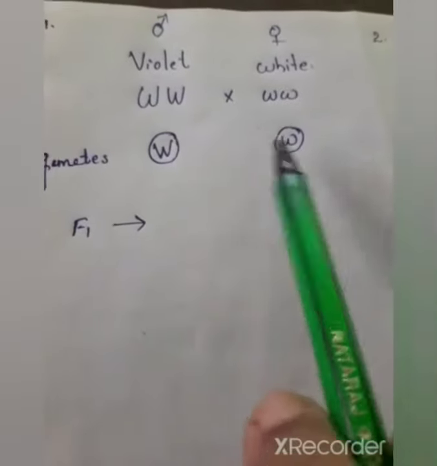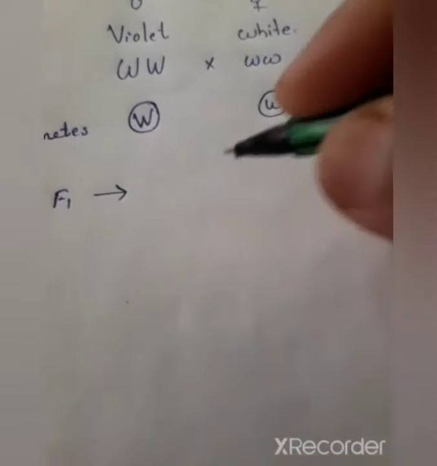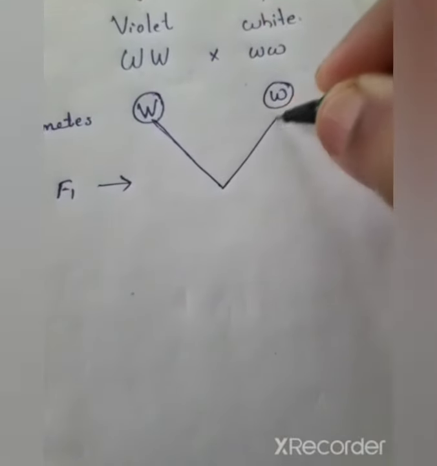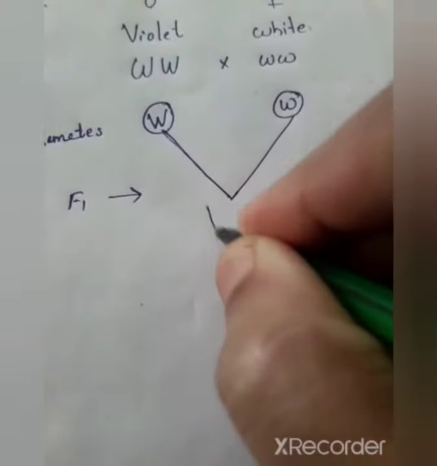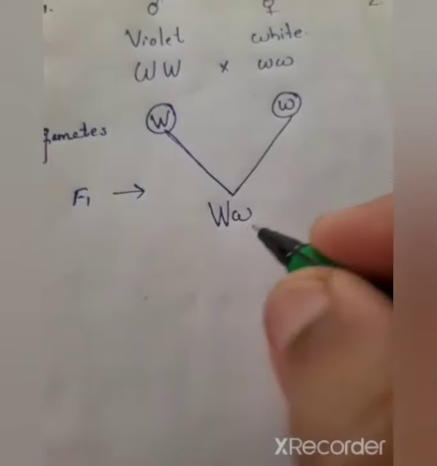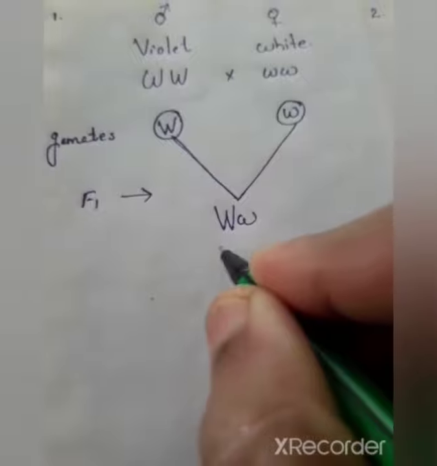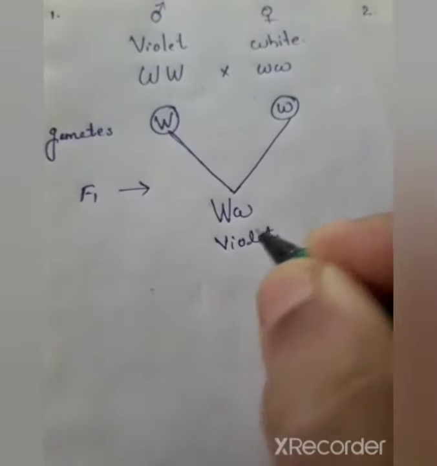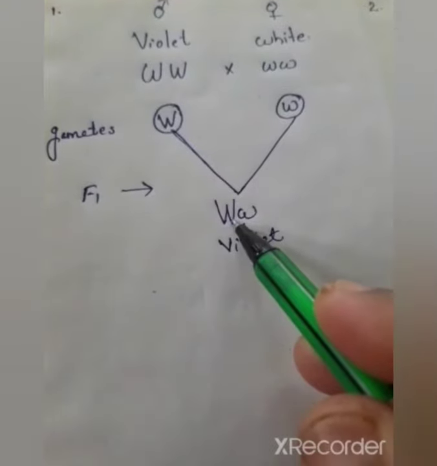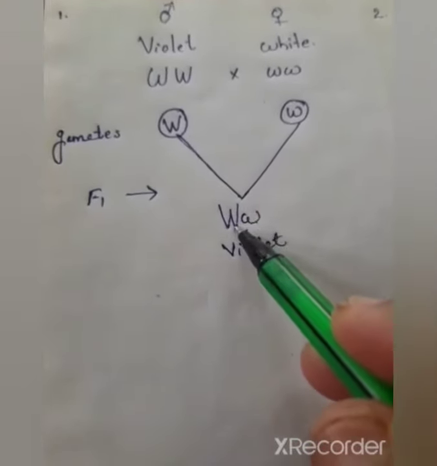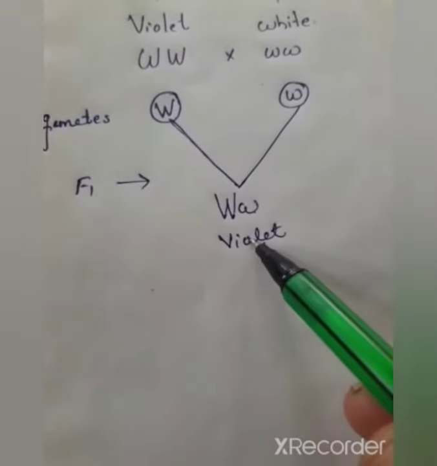During the F1 generation, this capital W and small w join together to form a heterozygous condition, capital W and small w. It is called violet. Its phenotype is violet because one is dominant and the small w is recessive; the dominant is expressing the character, so it is read as violet.